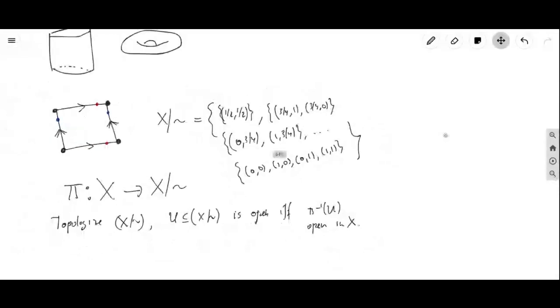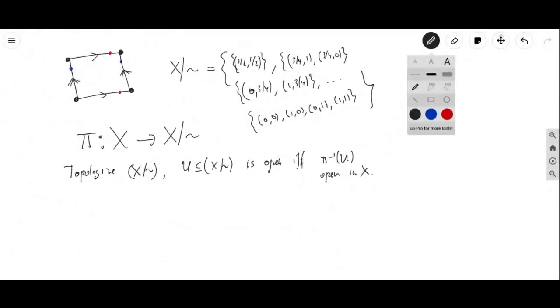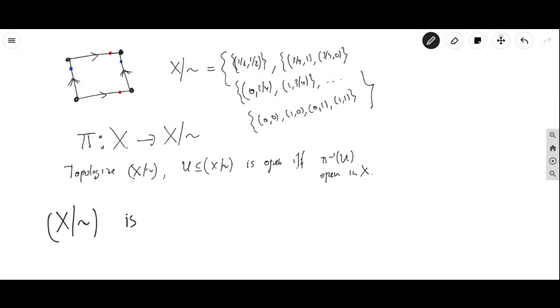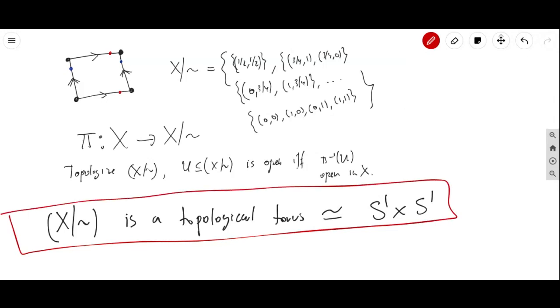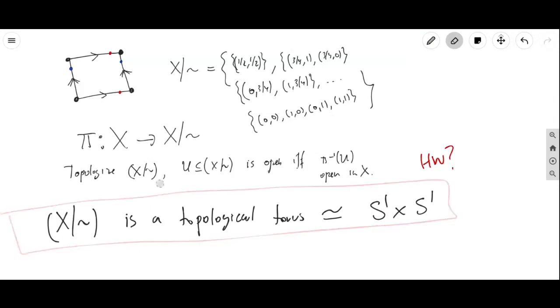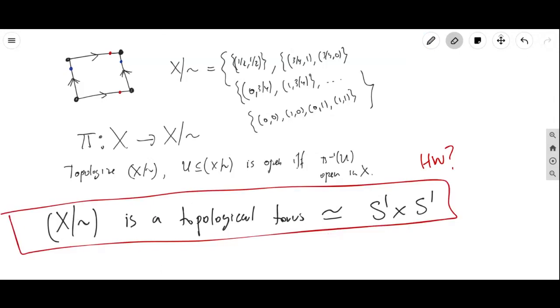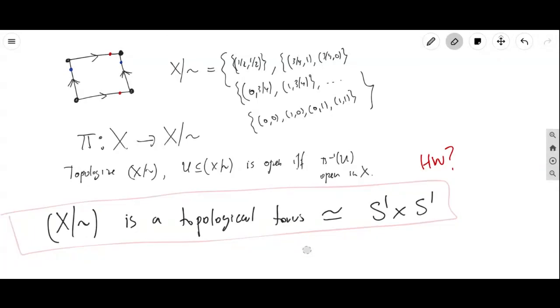So you would say that this space, X mod tilde, is a topological torus, and it's homeomorphic to S1 times S1. I think maybe this would be a good homework problem. So instead of doing homework checks on all of them, maybe I'll make this a homework problem where you show carefully, by writing it out and defining maps, that the quotient is homeomorphic to a product of two circles, and the product of two circles is a torus, as we've said before. So as you can see, the torus can be described in more than one way.